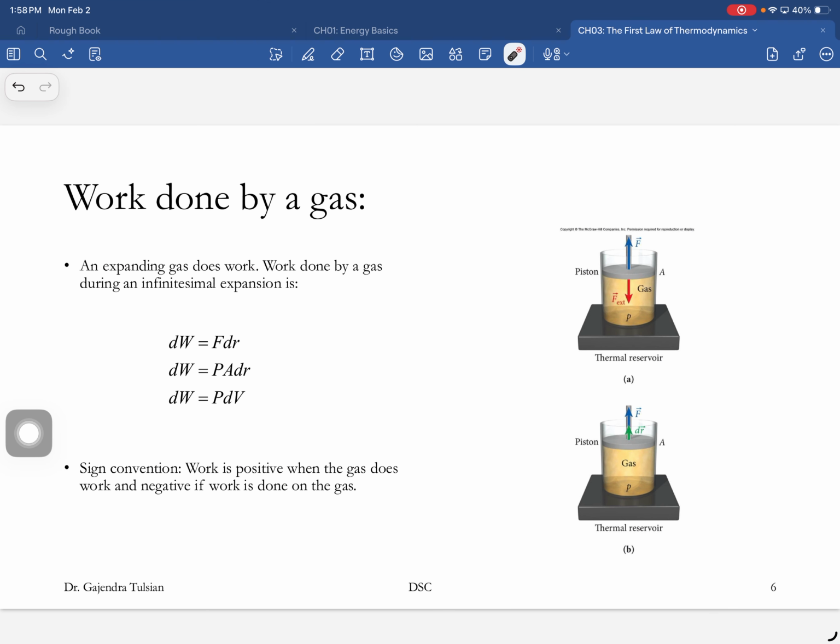Why are we learning this? Well, because we use a lot of gas to do our work. And so now we've shown you how to calculate the work done by the gas. So if the gas goes like that, okay.